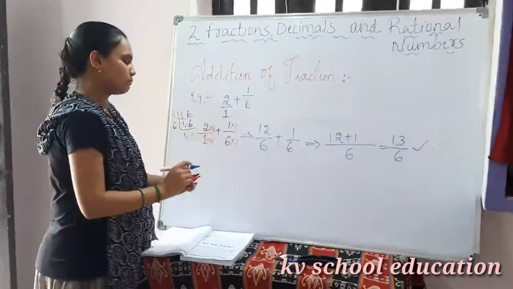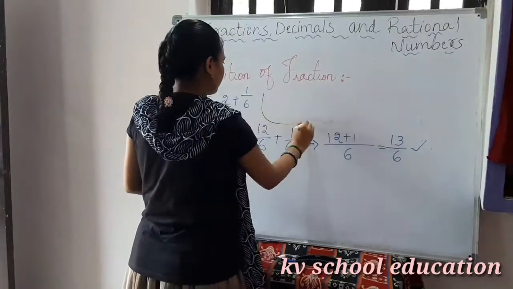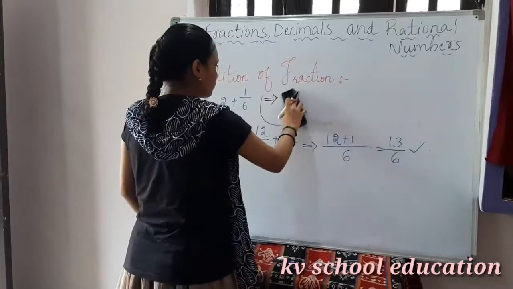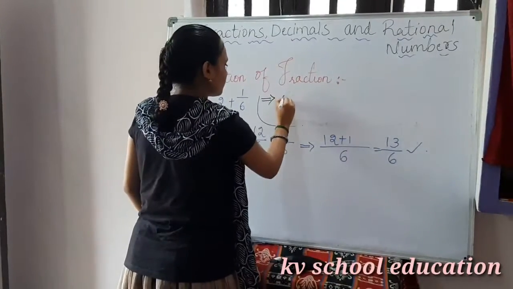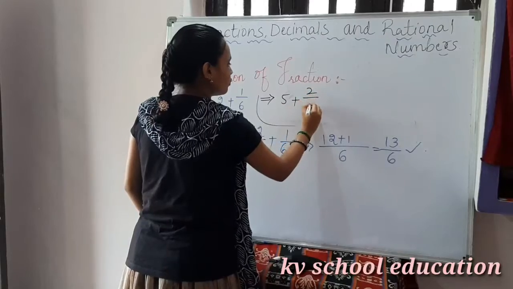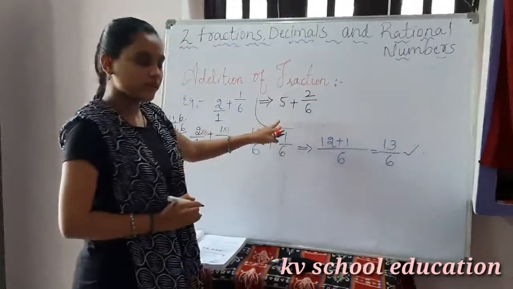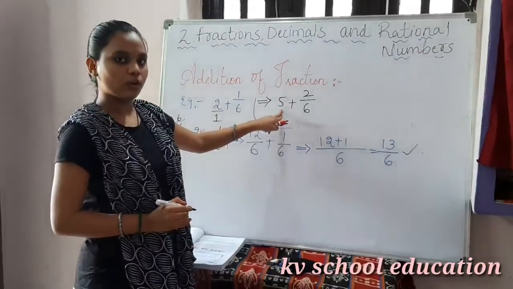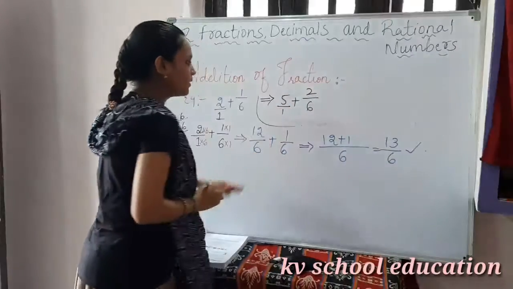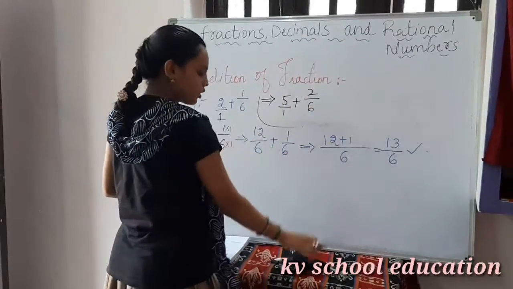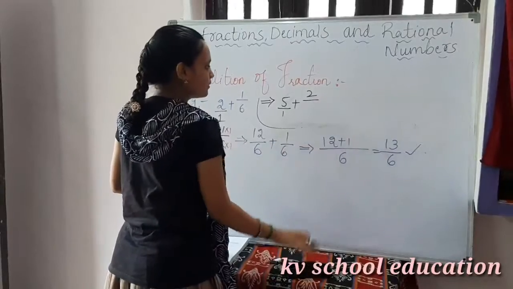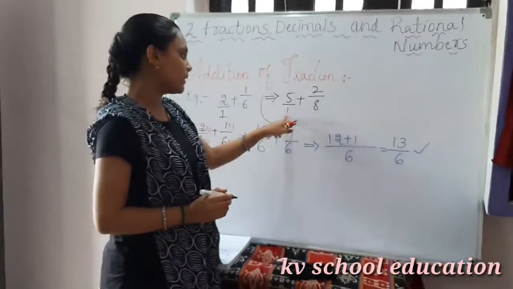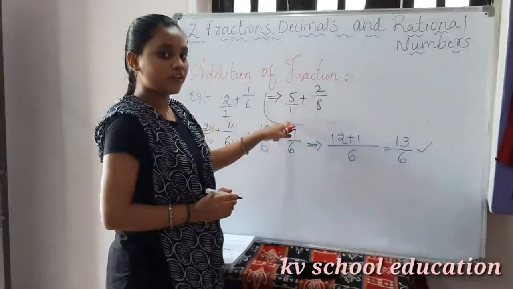We will take one more example: 5 plus 2 by 8. Here the same, this is a whole number and this is a fraction. If there is no denominator, we should take it as 1. The denominators are different, so we should make them like fractions. Here 1 and 8.